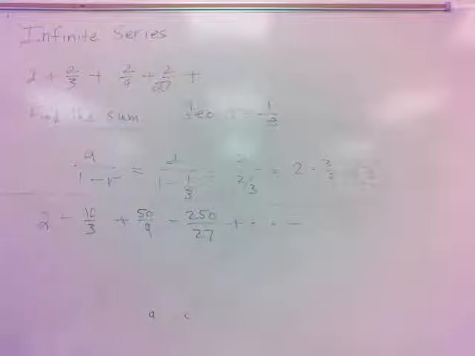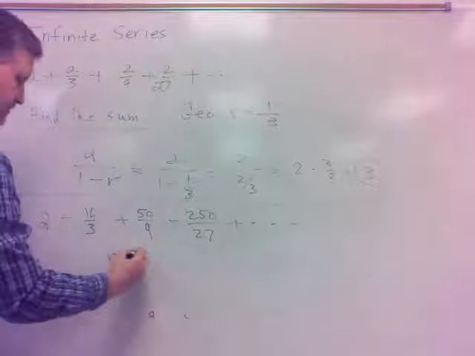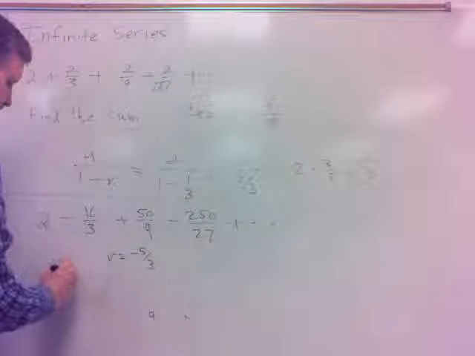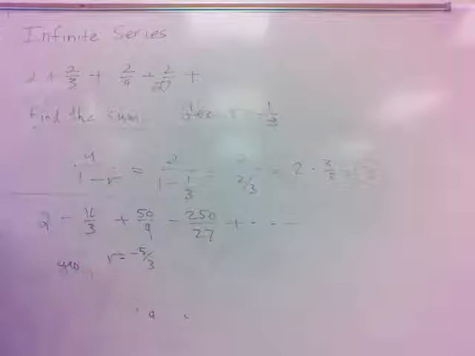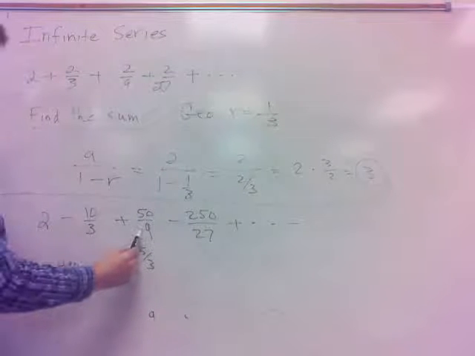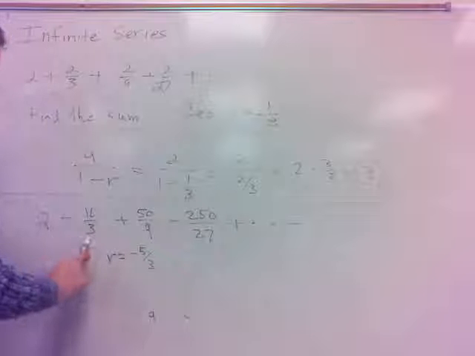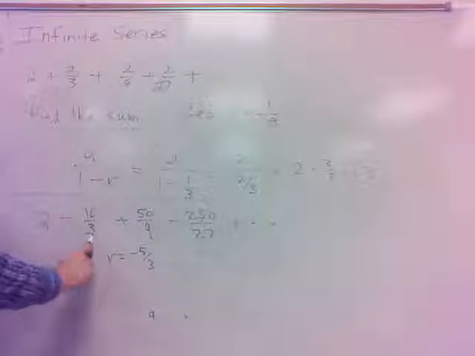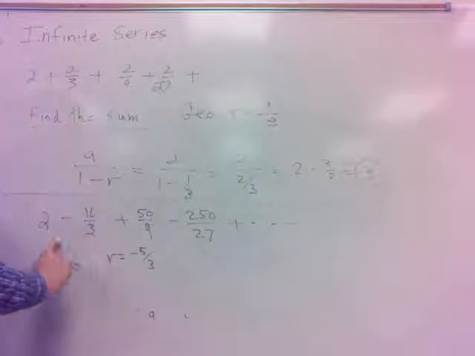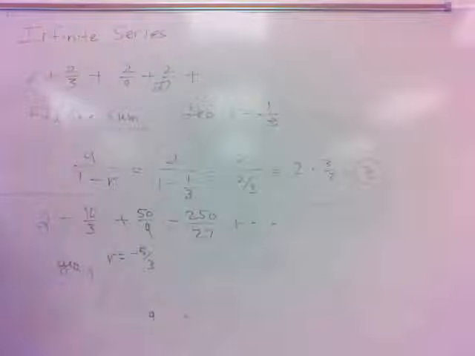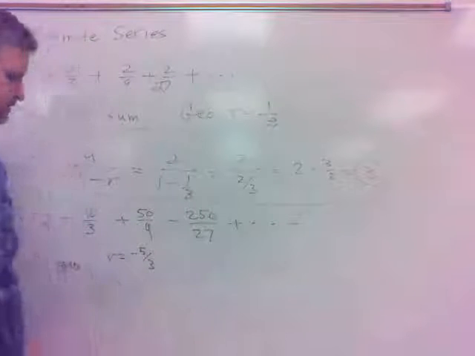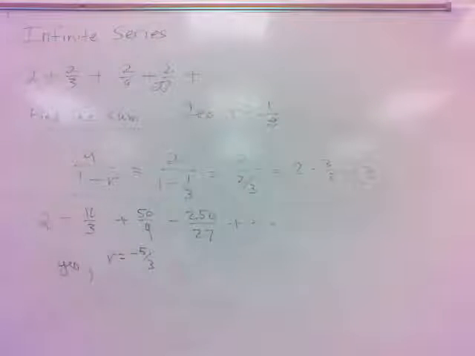Negative 5/3. Is that going to work? Geometric? Yeah, negative 5/3 times that. Negative 5/3 times that. That was negative 5/3 times that, isn't it? So it all works. It is geometric, negative 5/3. So what's the sum? There is no sum. Why not?